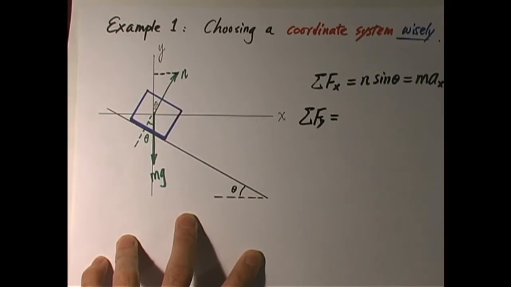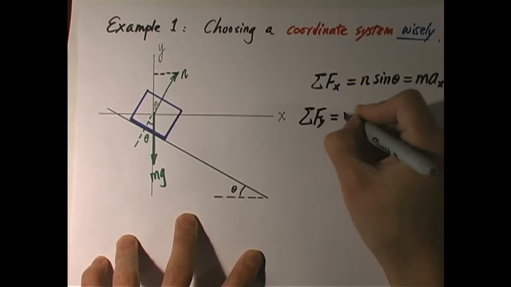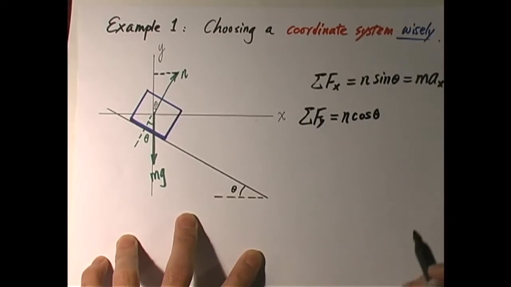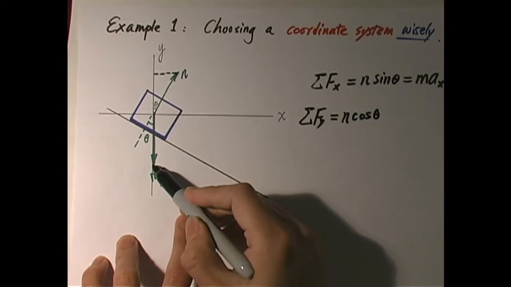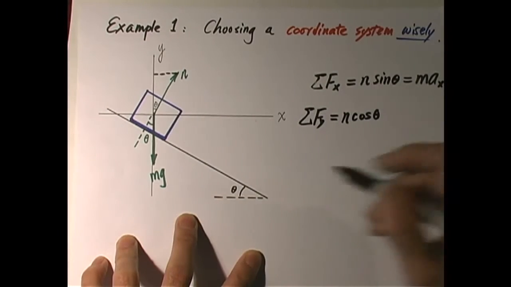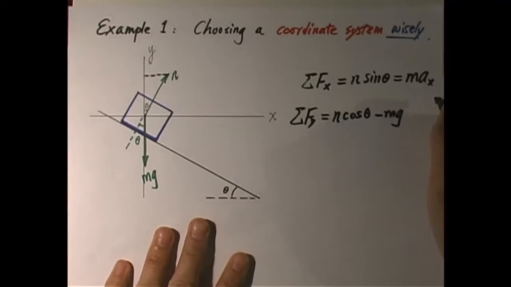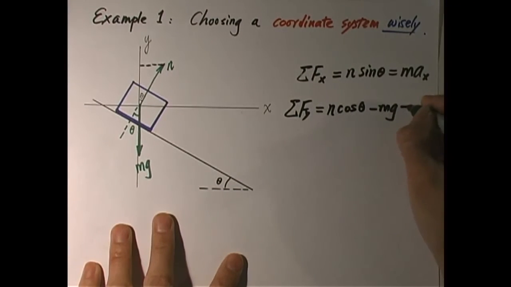So the component coming from n would be n times cosine theta, and that's positive because it agrees with the positive y direction. What about weight? Well, weight is downward, and it's entirely in the y direction, so it's negative mg. And what is that equal to? Well, that should be equal to m times ay, right? M times ay. Okay, so let's write it down, may.